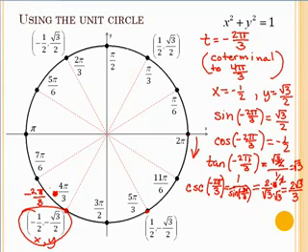Moving on to secant. Again, I like to remind myself that this is 1 over cosine, and so I don't run out of room, I'm just going to put the parentheses there. So we've got 1 over cosine, so I flip over negative 1/2, and that gives me negative 2.